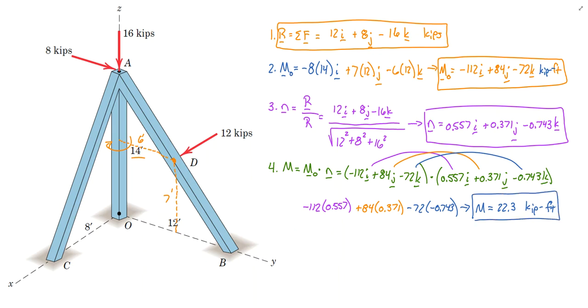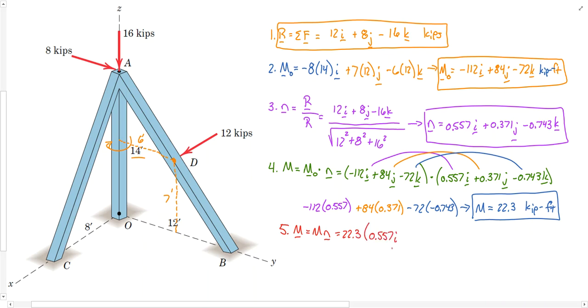Let's go ahead and write that as a vector. And so step 5, M as a vector is M times N. So this is 22.3 multiplying our unit vector. We'll just copy that down again.